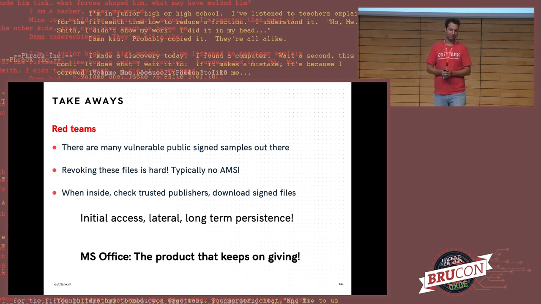So if you're in an operation and you've just landed on the workstation and it looks like a very highly secured environment, they have all the security monitoring in place, just check what the trusted publishers are. If they have an internal trusted publisher, just download all the documents that are signed and have macros in them and start analyzing them offline. And if you have something, well, initial access, lateral movement, it can also serve as long-term persistence, they can't revoke it. So a lot of goodies for us.